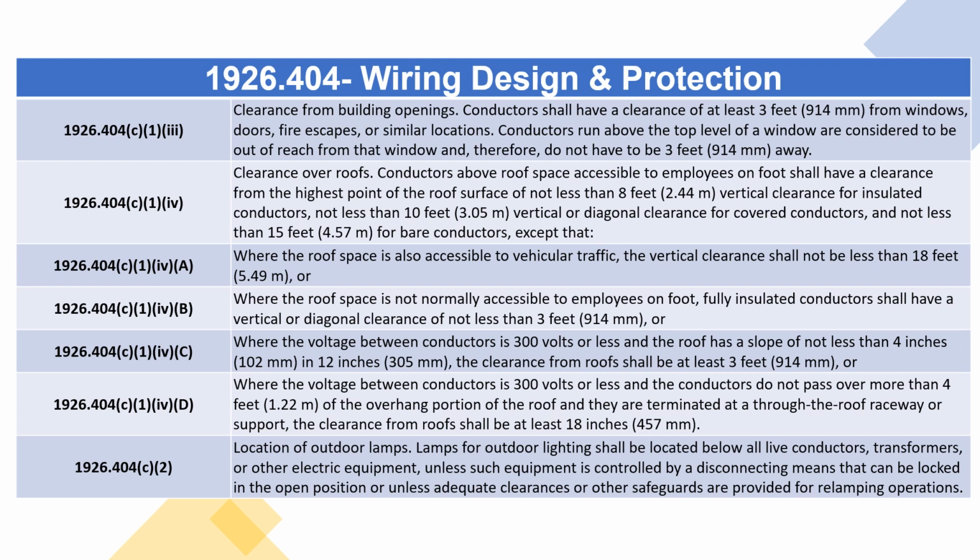1926.404(c)(2) Location of outdoor lamps. Lamps for outdoor lighting shall be located below all live conductors, transformers, or other electric equipment, unless such equipment is controlled by a disconnecting means that can be locked in the open position, or unless adequate clearances or other safeguards are provided for relamping operations.